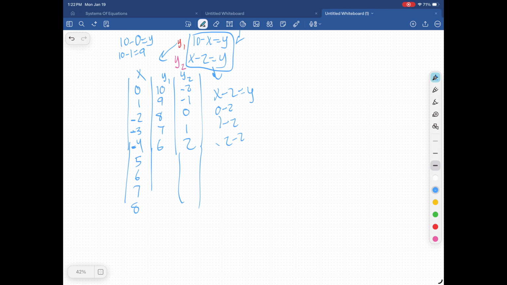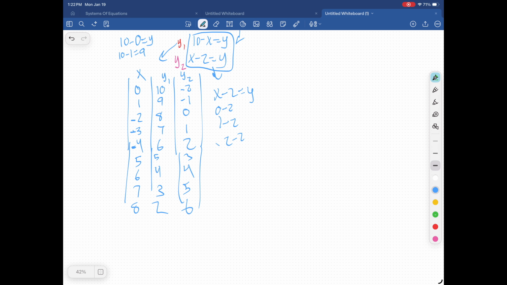10 minus 5 is 5. 10 minus 6 is 4. 10 minus 7 is 3. 10 minus 8 is 2. Okay. Now we're going to do 5 minus 2 is 3. 6 minus 2 is 4. 7 minus 2 is 5. 8 minus 2 is 6.